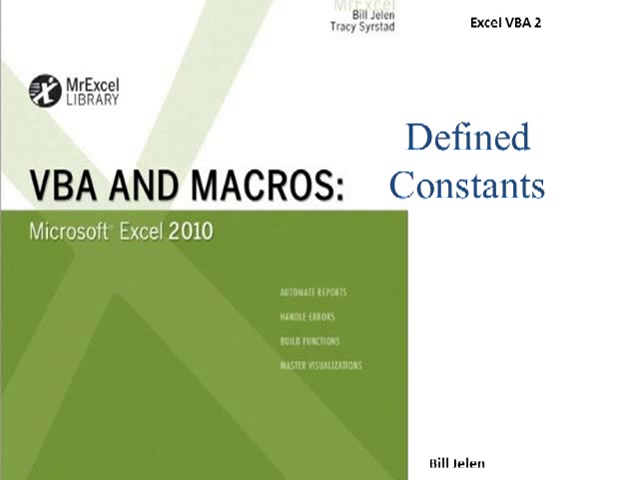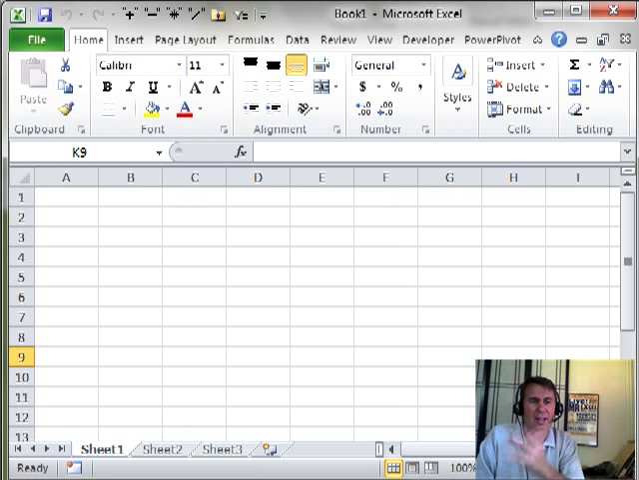Excel VBA Chapter 2, Define Constants. All right, so let's talk about one of the mysteries of Excel VBA.